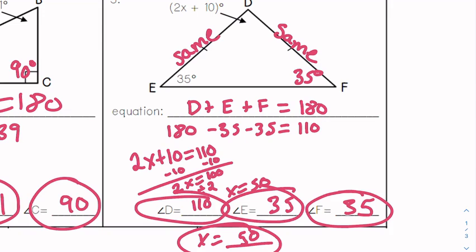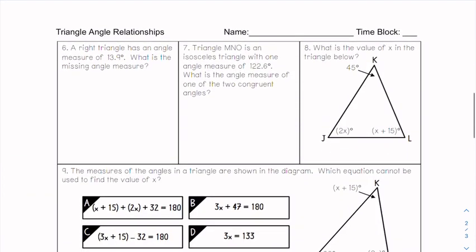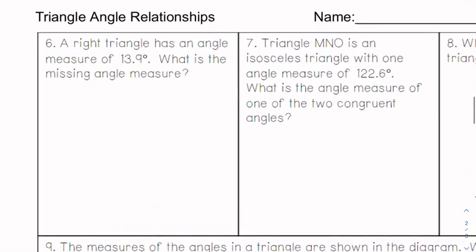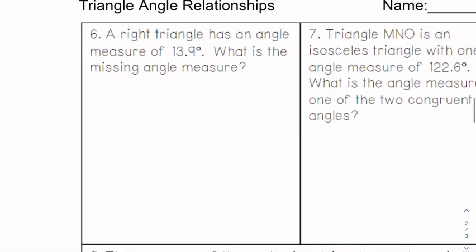All right, let's go ahead and go to the back of this page, and we're going to do 6, 7, and 8 together, and then I'll let you do the remaining 4 on your own. So number 6, a right triangle has an angle measure of 13.9 degrees. What is the missing angle measure?